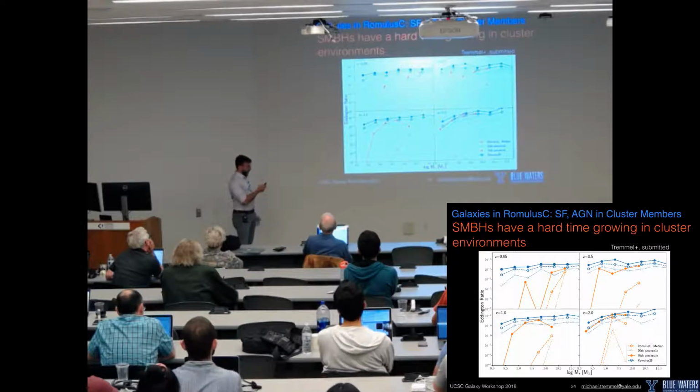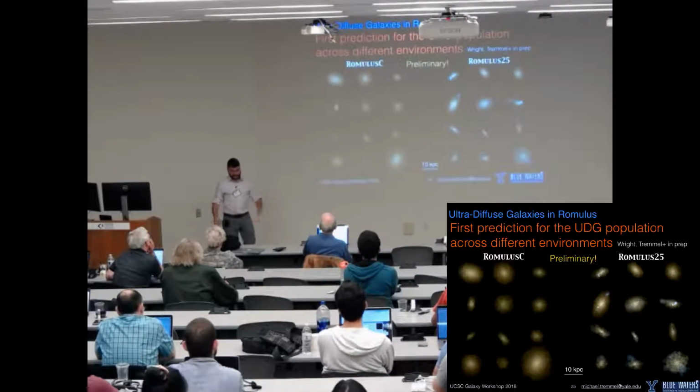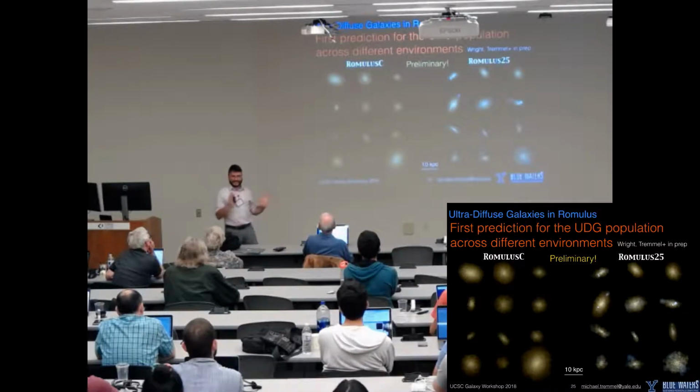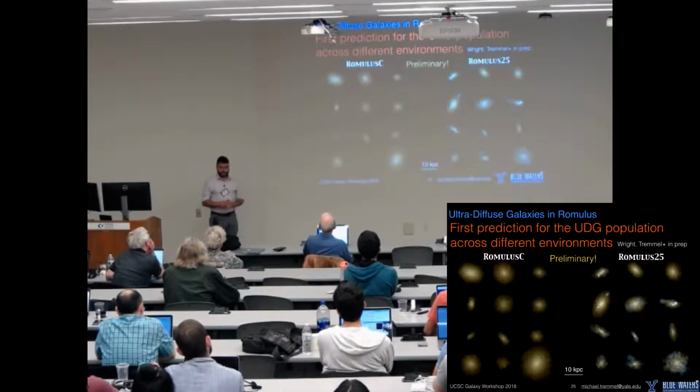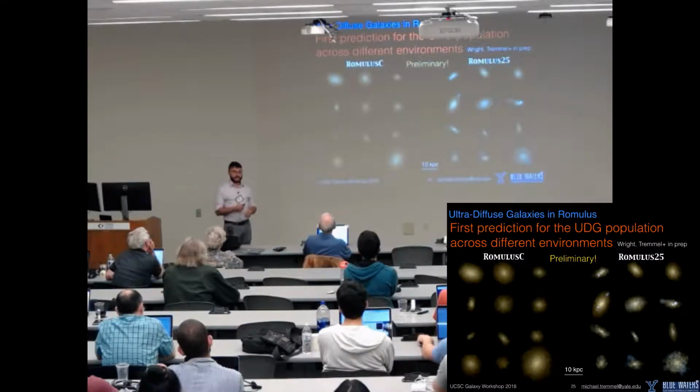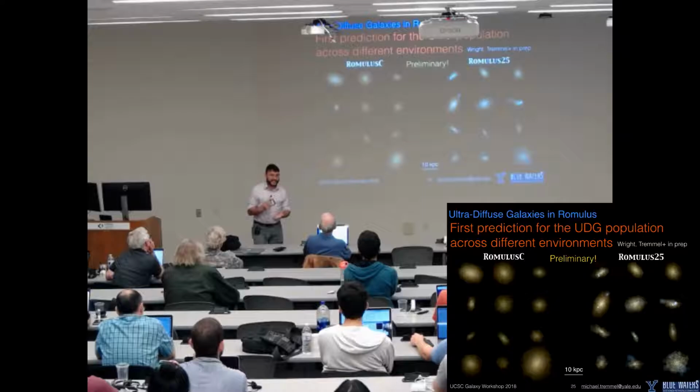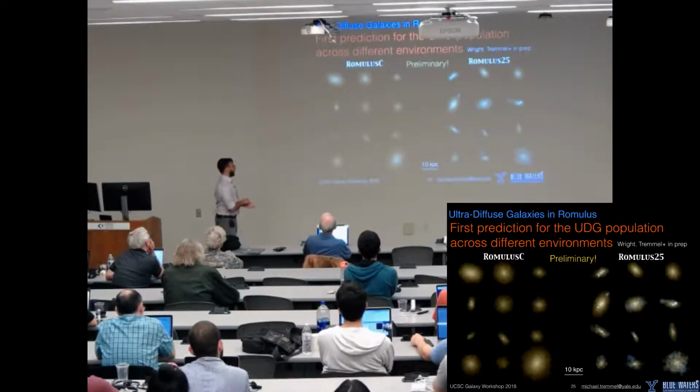So this is a unique population of black holes as well. Now, one of the main things that I want to talk about, that's very preliminary, is the population of ultra-diffuse galaxies in different environments. This is something we can uniquely do with these simulations because for the first time, we can actually resolve dwarf galaxies in a variety of environments, including galaxy cluster scales.